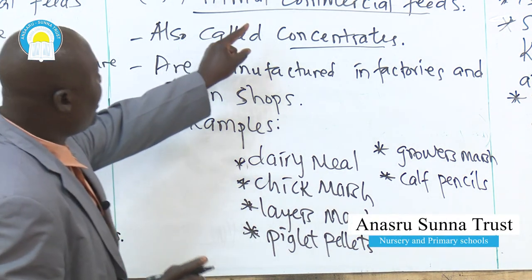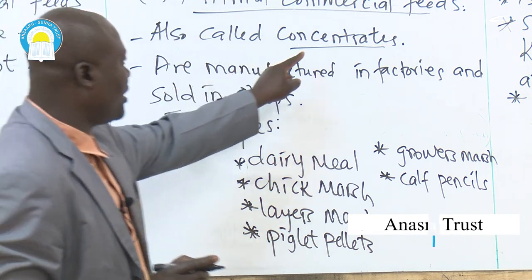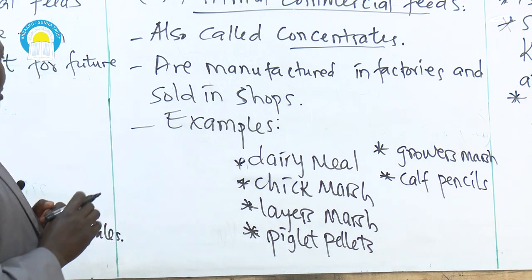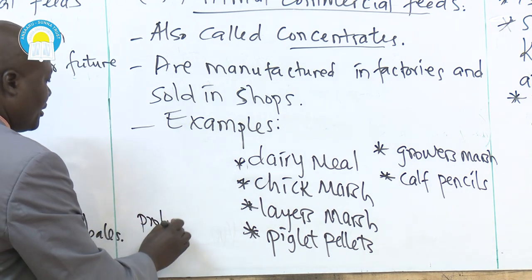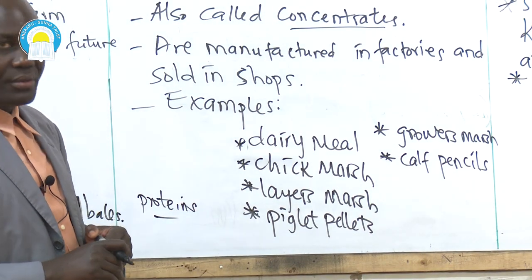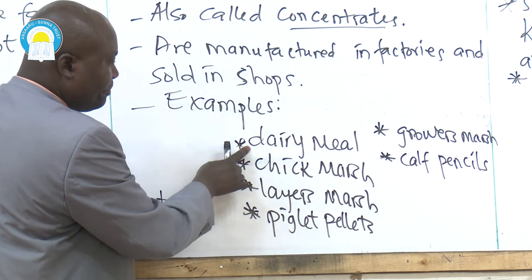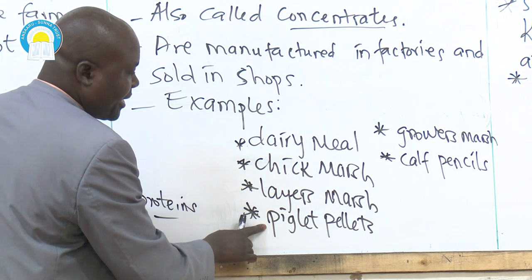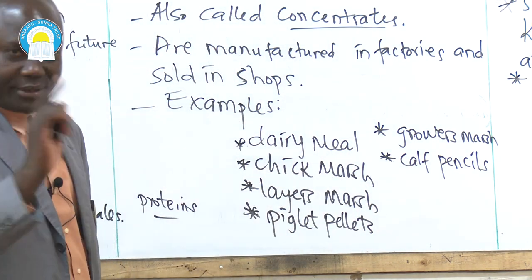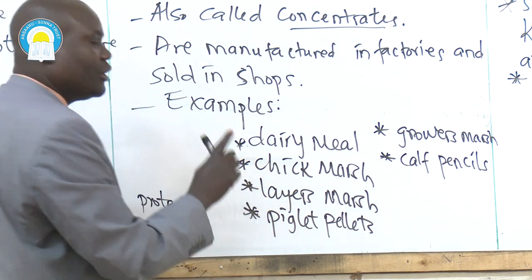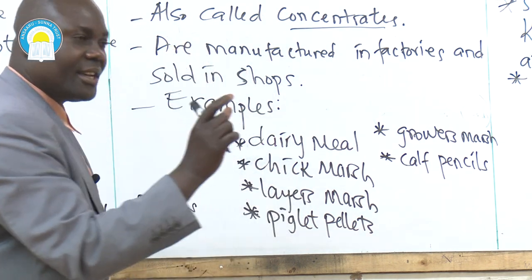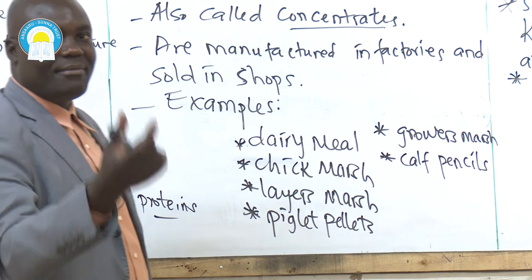However, remember, animal commercial feeds, also known as concentrates here, most of it contain protein nutrients, except just a few which may contain mineral salts. For example, dairy meal, chick mash, piglet pellets, grass mash, and calf pellets, they contain proteins. But layers mash contain mineral salts. Why? Because this one is given to chicken that lay eggs so that their eggshell may be strong.